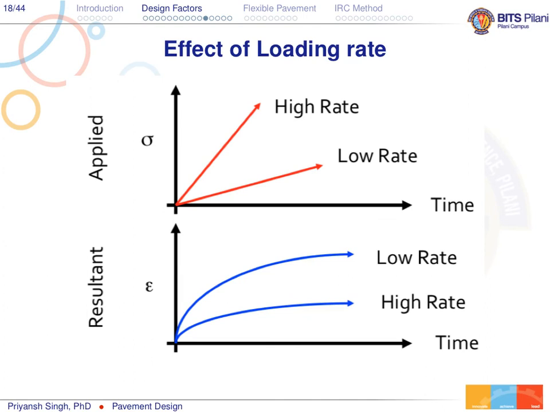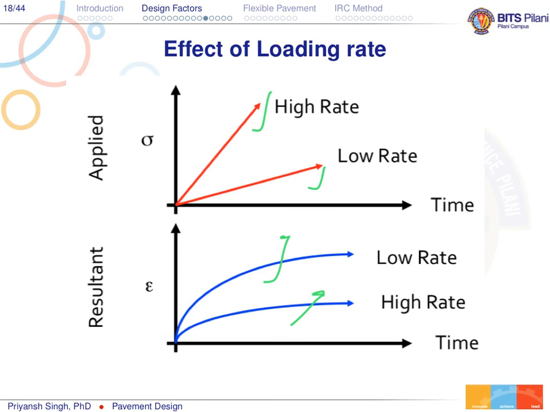Let's see how the rate of loading will affect the pavement performance. Suppose I am applying two stresses, one at a lower rate and the other at a high rate. At a lower rate, you will experience more strain in the material, and at a high rate you will experience less strain in the material. That's why high speed moving vehicles are less susceptible to pavement failure as compared to slow moving vehicles.